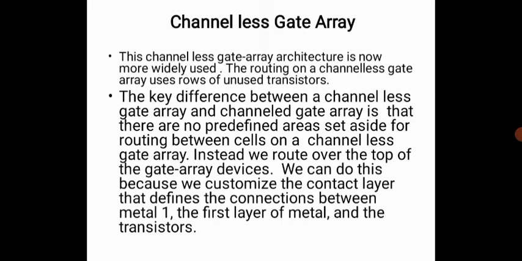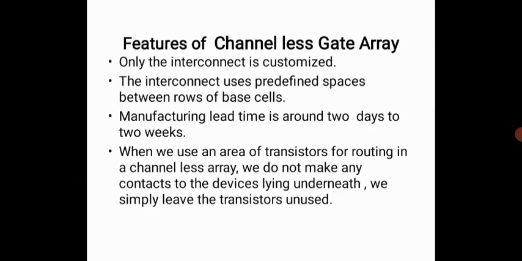We can do this because of customizing the contact layer, which defines the connection between metal one and the transistors. These are some features of the channelless gate array. We already discussed the channeled array; there are some advantages in the channelless gate array, because it has a variety of applications. Only the interconnect is to be customized, the same model. The interconnect uses the predefined spaces between the rows of the basic cells. The manufacturing lead time is around 2 weeks, similar to the channeled gate array.